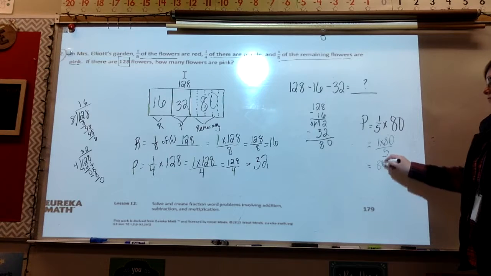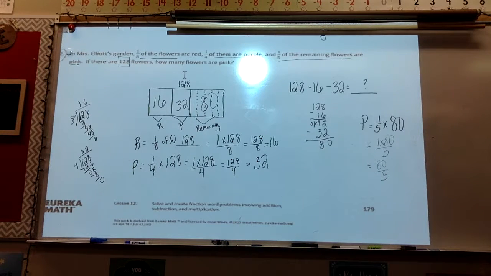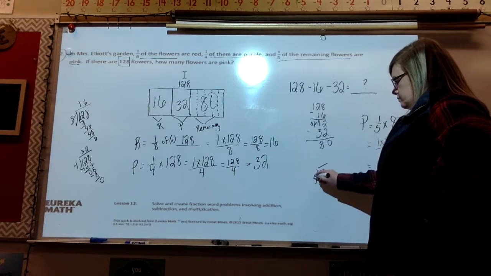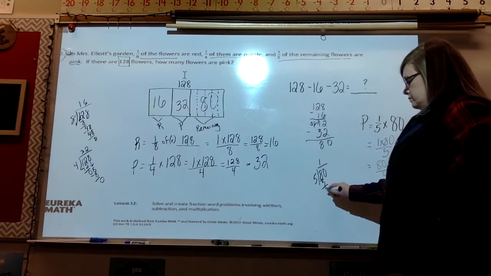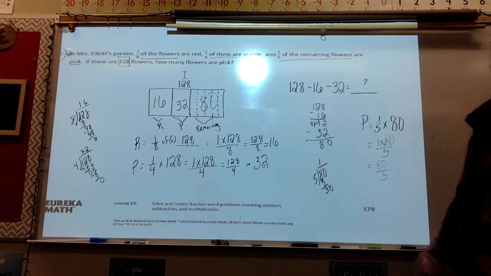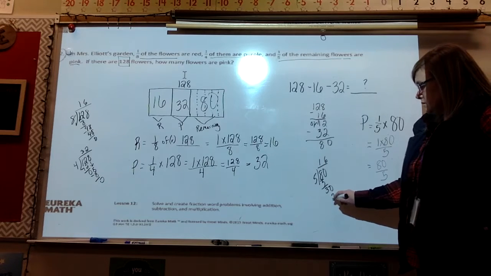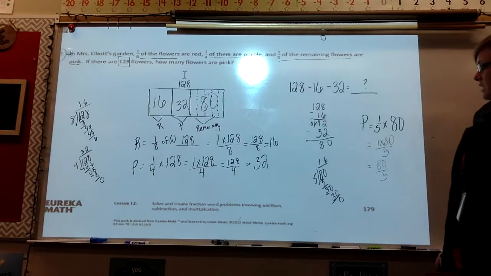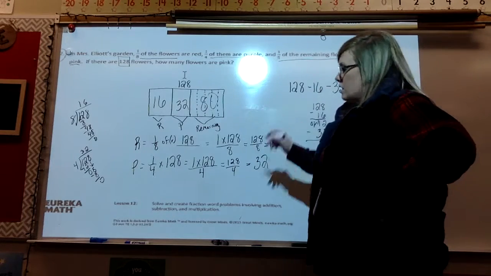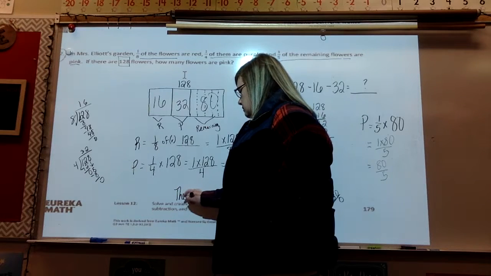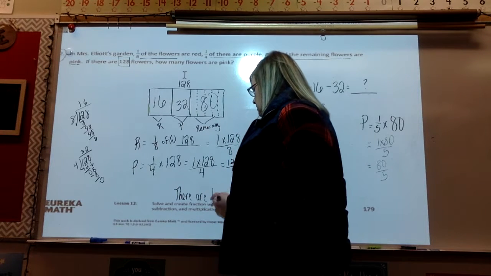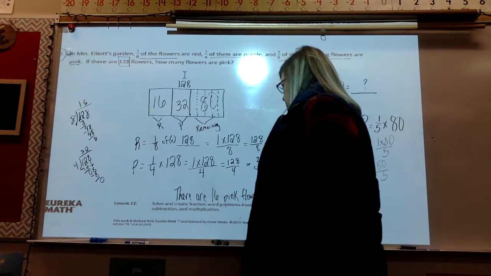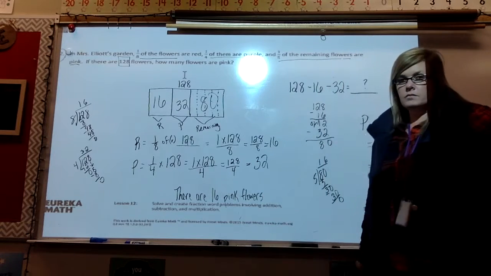1 times 80 is 80. Divided by 5. Do a little division problem. Five can go into 30 6 times. I'm left with 0. So my answer is 16. So after all of this work, there are 16 pink flowers. And that's it.